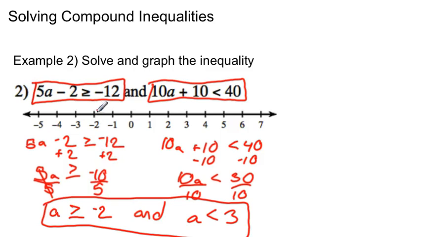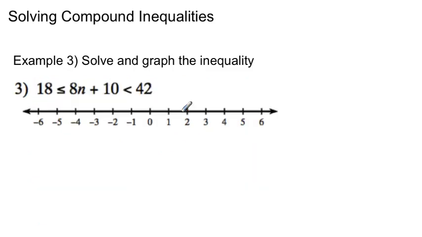A is greater than or equal to -2. So I'm going to be shading in this direction. And it has to be a closed circle because it can be equal to. And then A is less than 3, so I want to shade everything less than that. And here you can see that this makes our usual expectation for an AND statement, talking about the space in between two numbers.